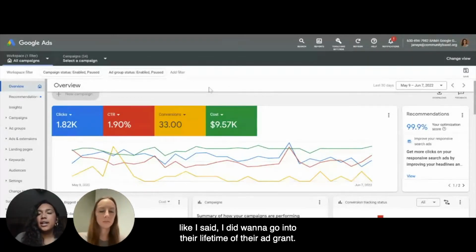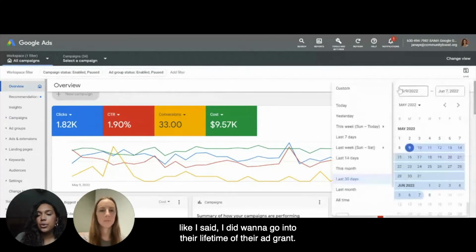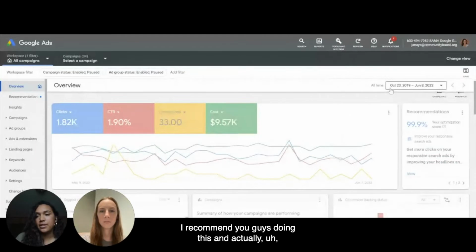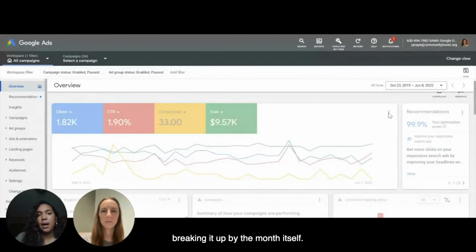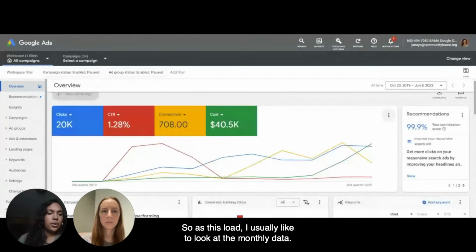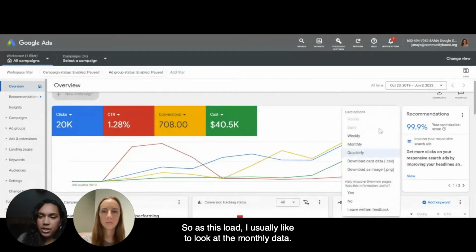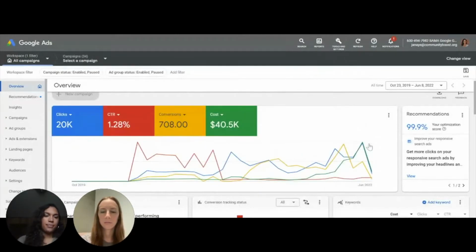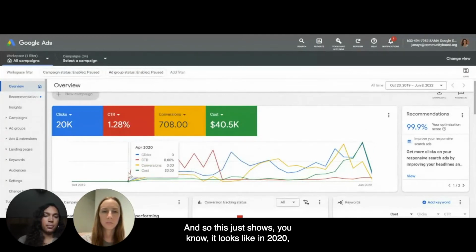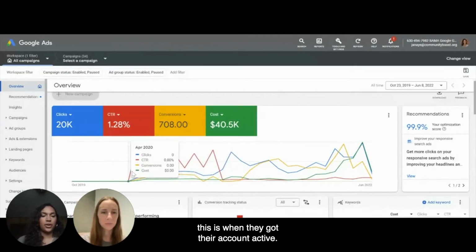And so, like I said, I did want to go into the lifetime of their ad grant. I recommend you guys doing this and actually breaking it up by the month itself. So as this loads, I usually like to look at the monthly data. And so this just shows, it looks like in 2020, this is when they got their account active.